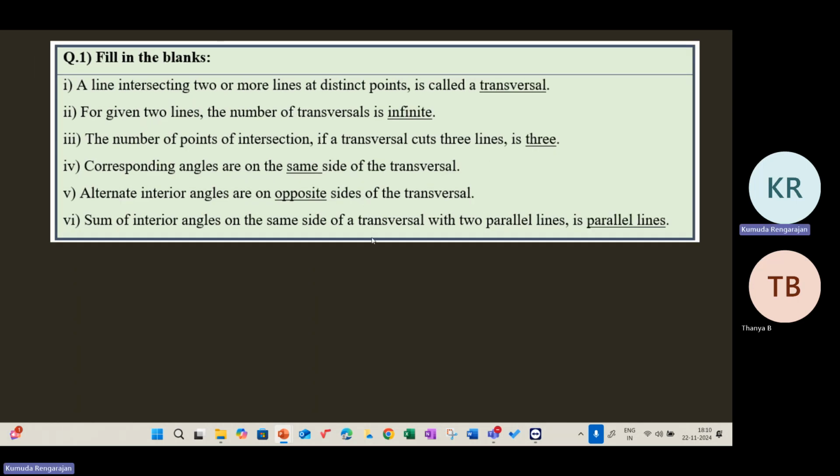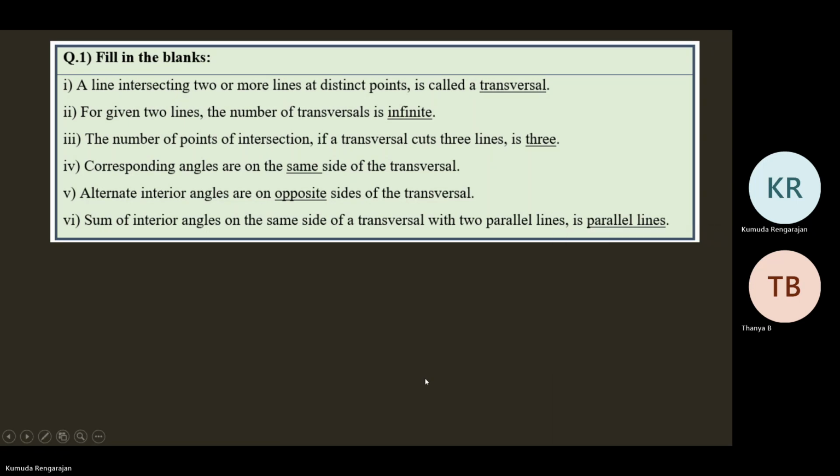Go through this and ask me if you have any questions. There are statements where you have to fill in the blanks.